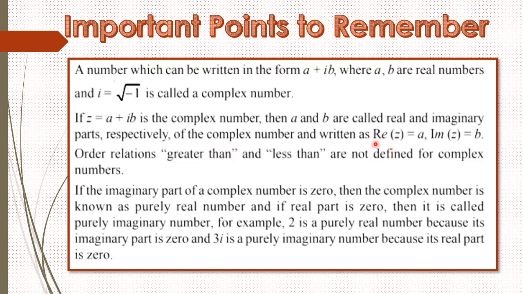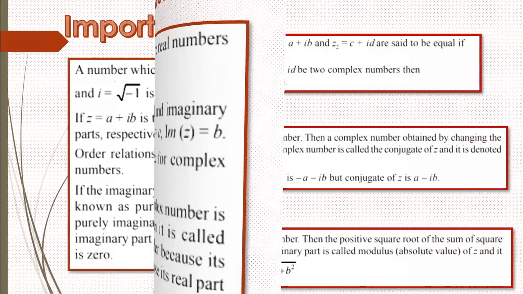Re z means real part of z is equal to a. Im z means imaginary part of z is b. If imaginary part of a complex number is 0, then it is purely real. If real part is 0, then it is purely imaginary.